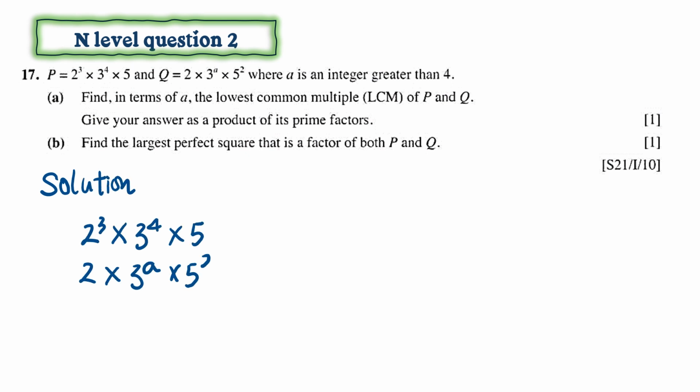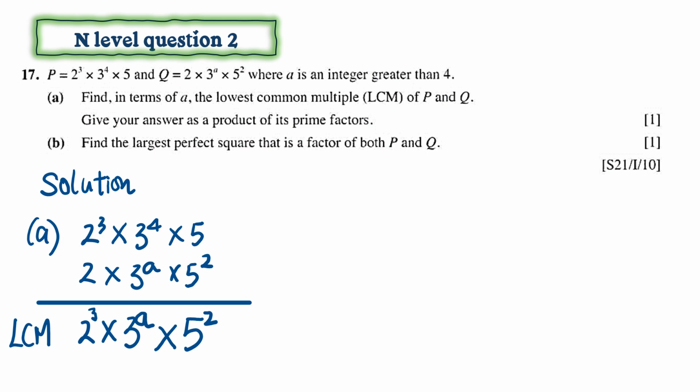Right, so let's arrange the numbers accordingly. From these two prime factorizations, we'll take the bigger number of the two. Between 2 cubed and 2, we'll take 2 cubed. Between 3 to the power 4 and 3 to the power a, we'll take 3 to the power a because a is an integer greater than 4. And between 5 and 5 squared, we'll take 5 squared. So therefore, the LCM of p and q will be 2 cubed times 3 to the power a times 5 squared. So let's look at part B.